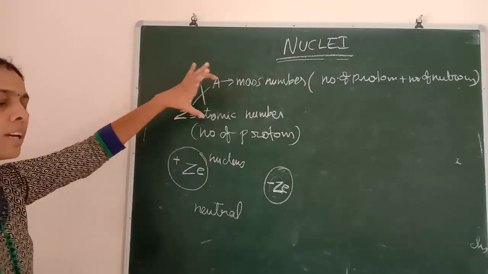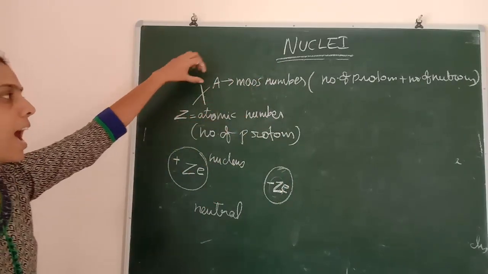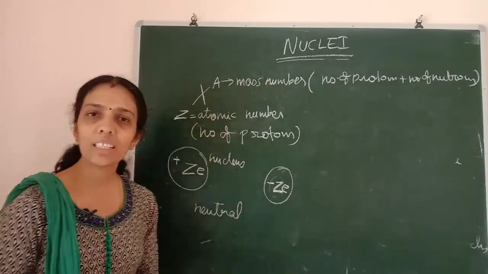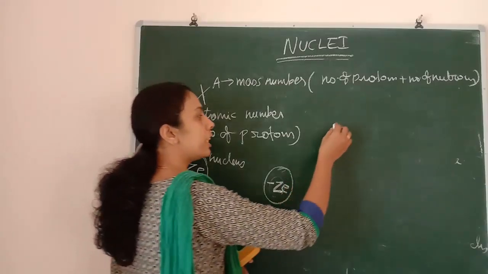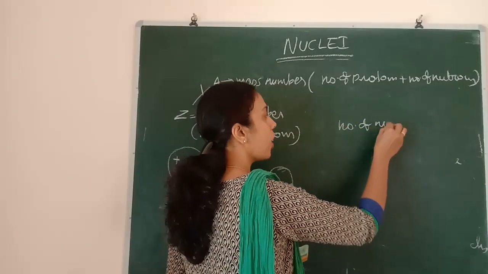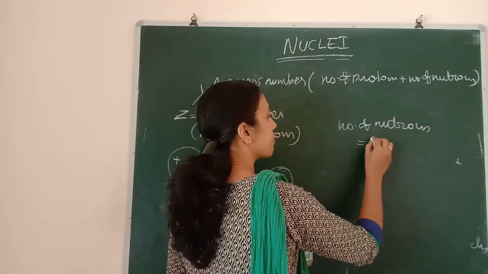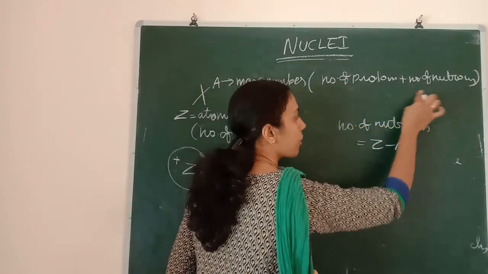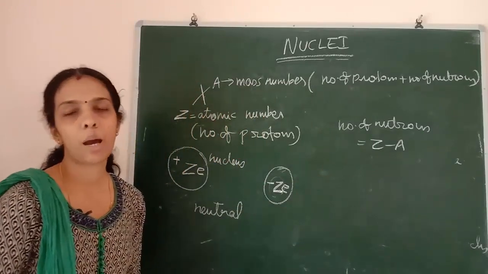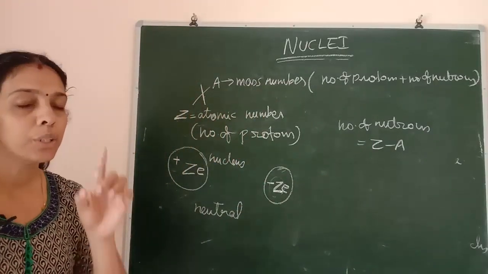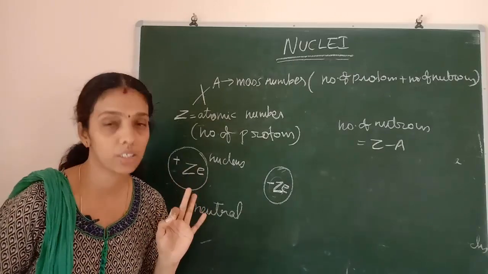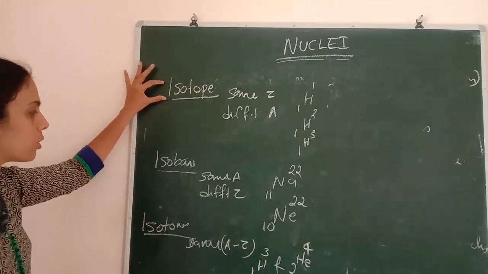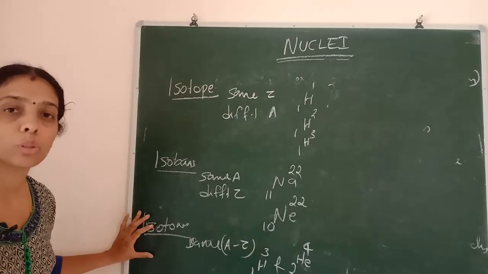So inside the nucleus, the number of protons is represented as Z, and mass number means the total number of protons and neutrons together. If we need to find the number of neutrons present, how can we find it? A minus Z, because A is the sum and Z is the number of protons. So A minus Z will give the number of neutrons present. And remember that neutrons don't have any charge, they are chargeless. Okay, clear now?